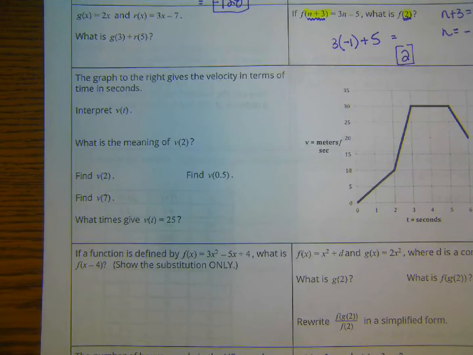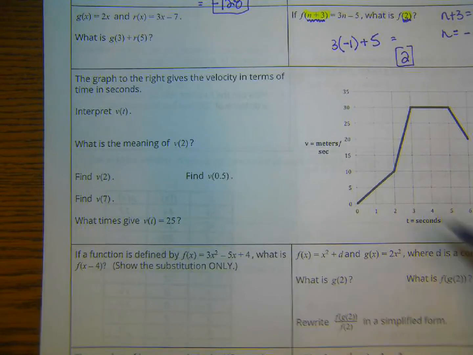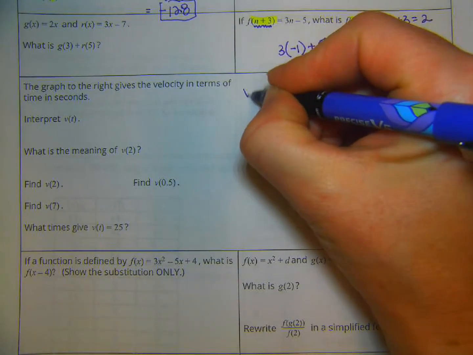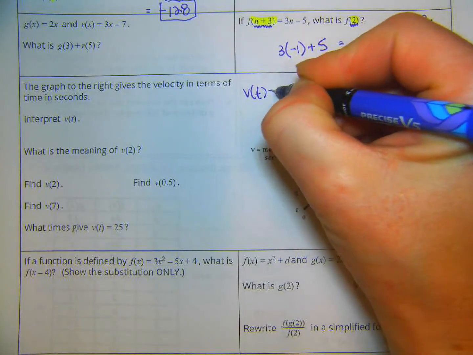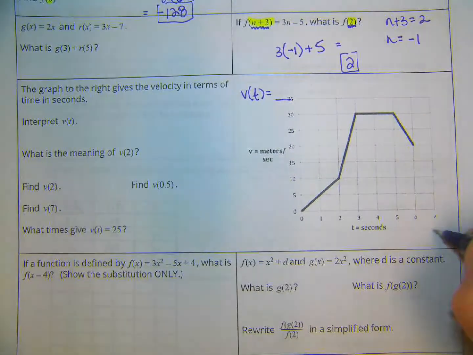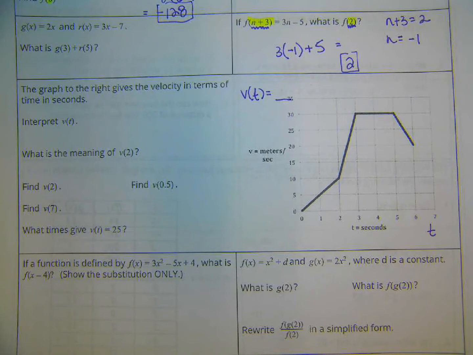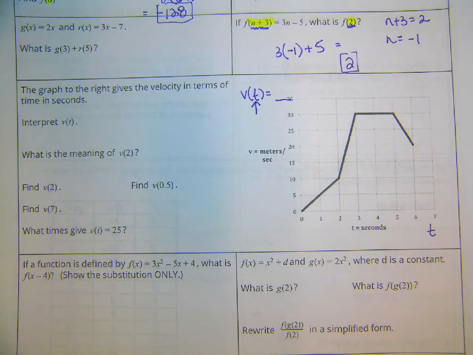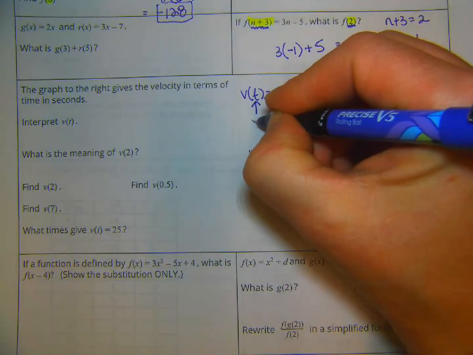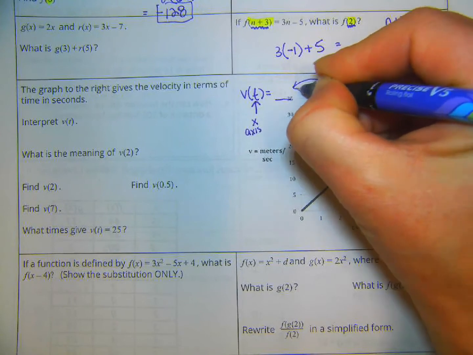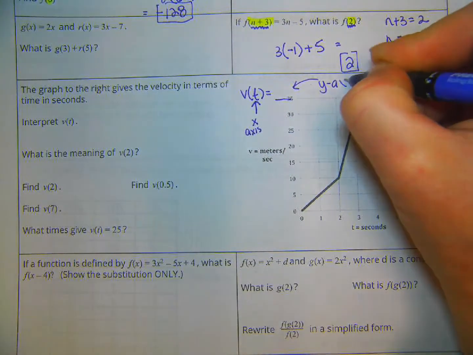Yesterday we reviewed graphs. This is a velocity graph. Let's just remember that the outputs, v of t equals, are the things that we have on the y-axis, and the t's are on the x-axis. If you have something in here, that is an x value, like the x-axis. If you have something over here, you're going to find it on the y-axis.